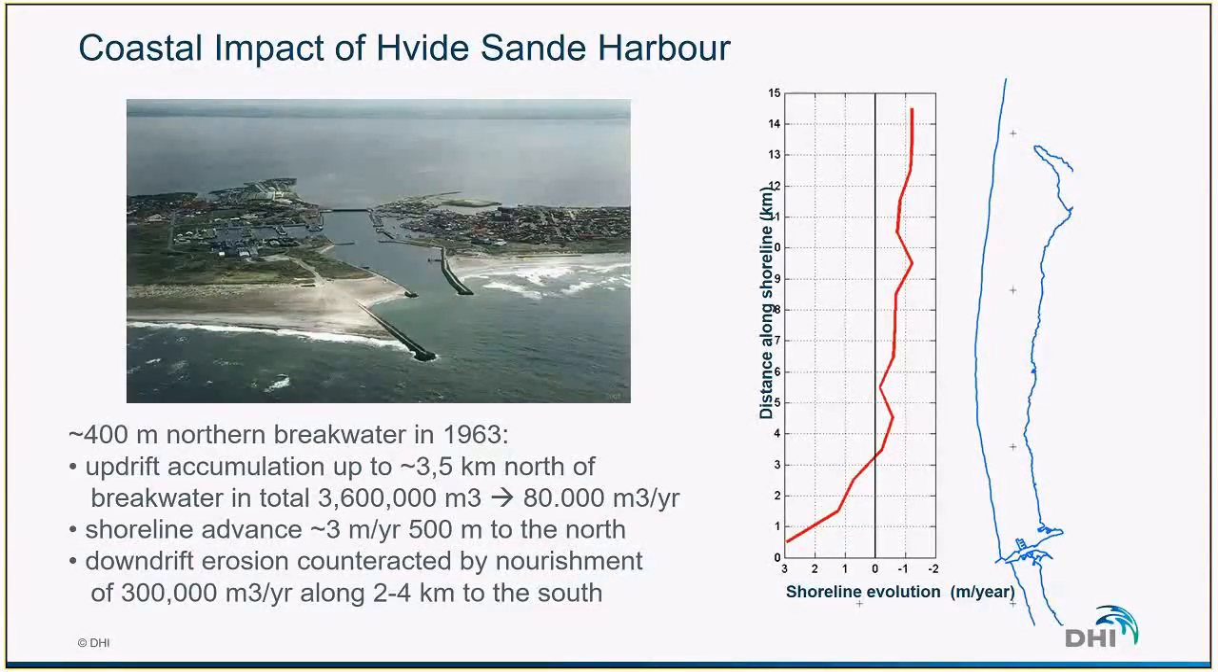And as a consequence of this accumulation, the downdrift erosion was very, very large as well, because all this sand that was accumulated along the breakwater is now lacking south of the town. So about 300,000 cubic meters per year were placed along the coast south of the town. So that was the situation before the optimization of the layout, and we can see that we are facing very, very large numbers.